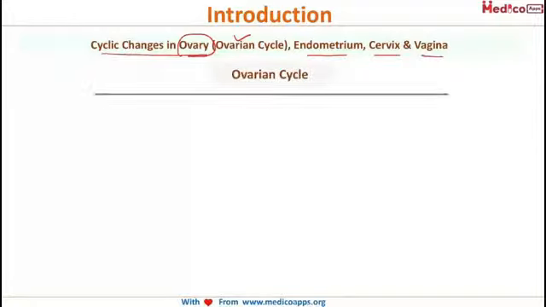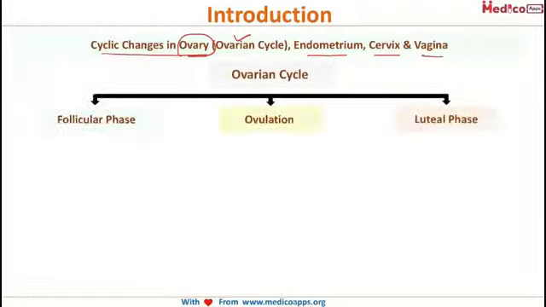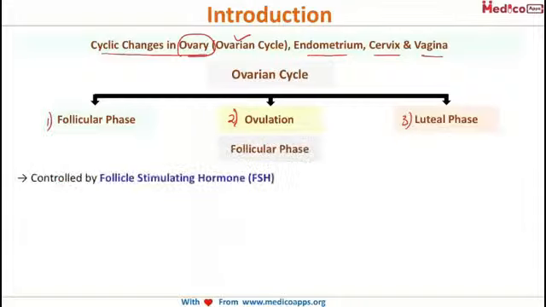So, it is broadly divided into three main phases, that is the follicular phase, the phase of ovulation and finally the luteal phase. Now, let's start off with the follicular phase. It is controlled by follicle stimulating hormone. Follicular phase, obviously follicle stimulating hormone. So, here it stimulates 15 to 20 follicles in the ovary. Right? The FSH goes and stimulates about 15 to 20 follicles.